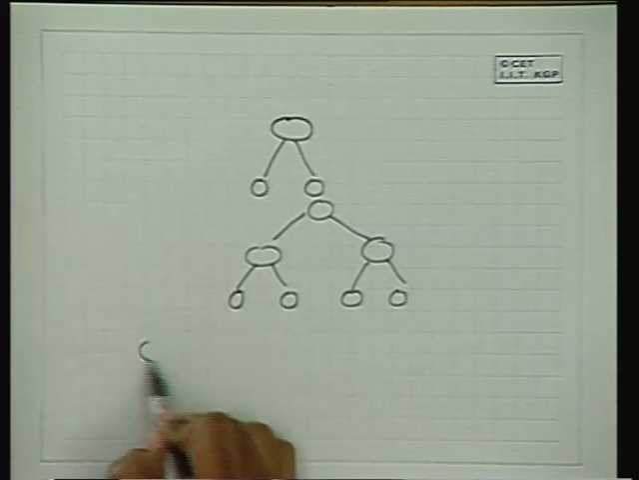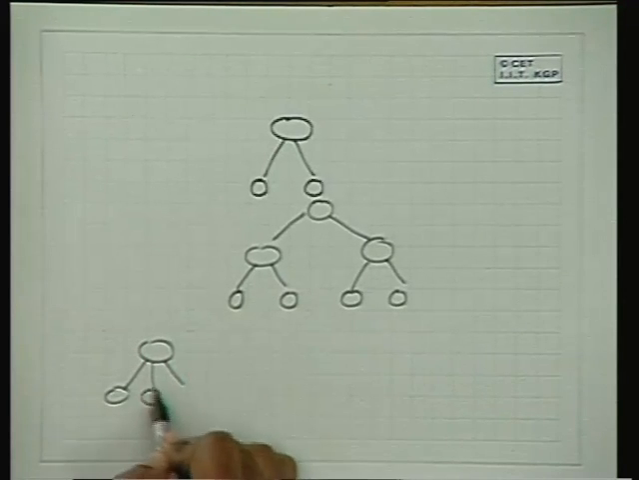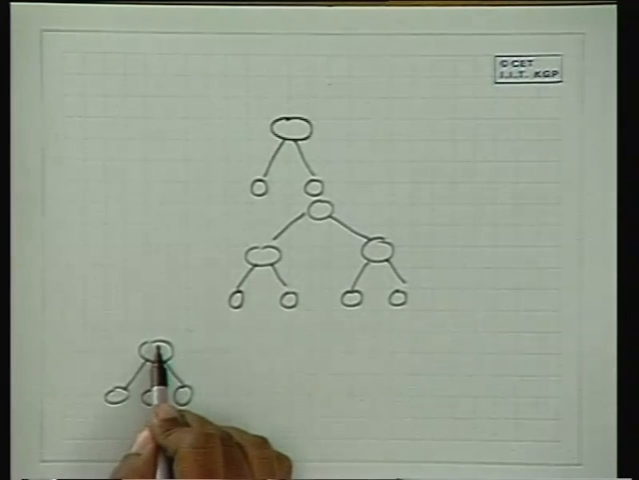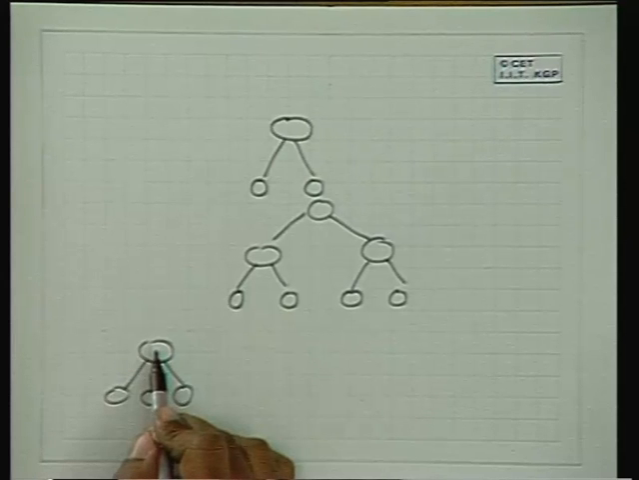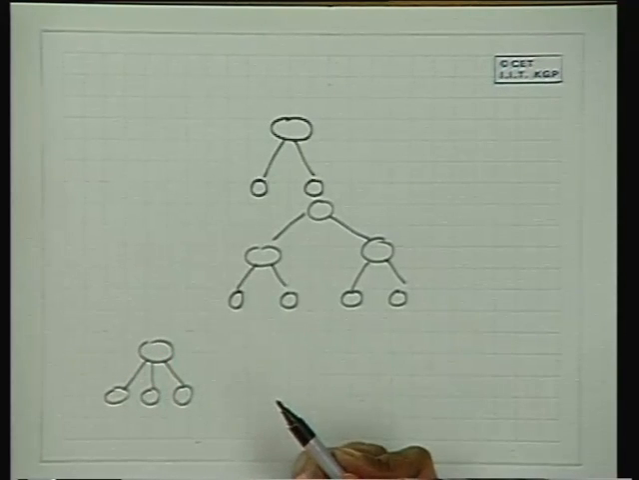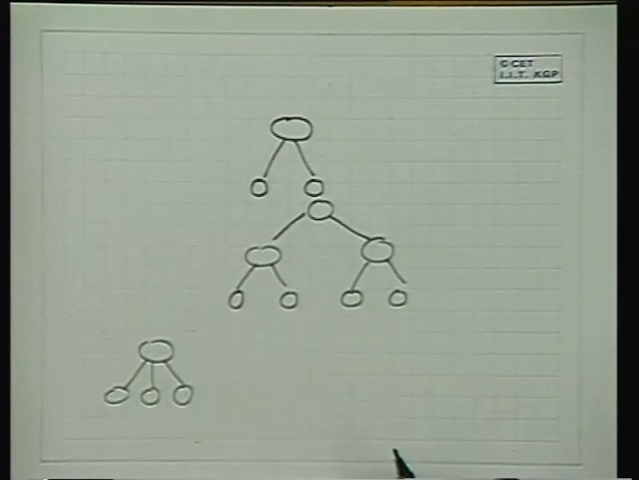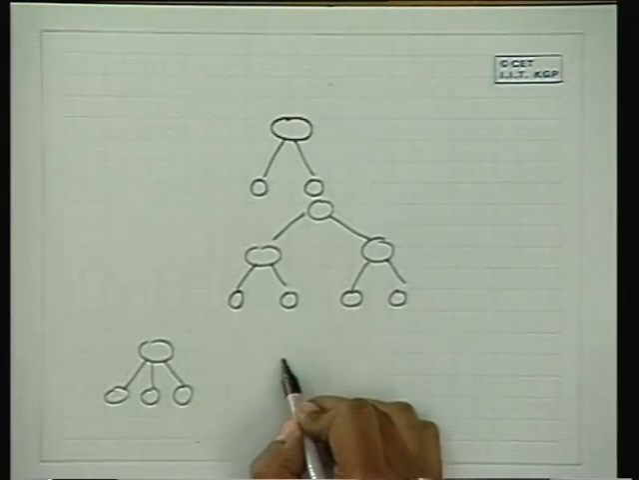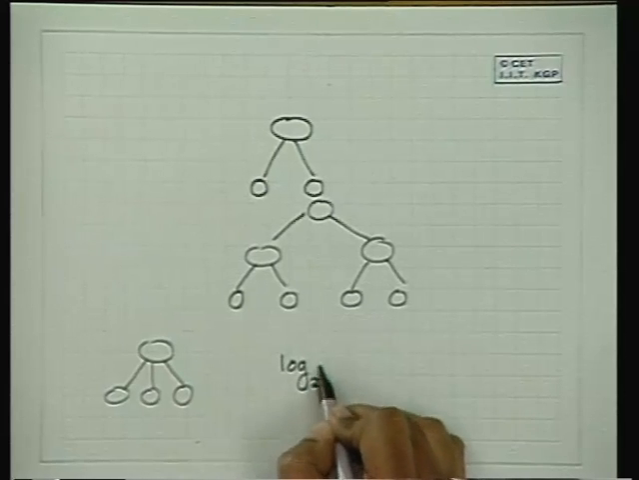And if you take a 3-ary tree, for 3 nodes, height will be 1. For 9 nodes, height will be 2, up to 9 nodes. For 4 to 9, then 5 to 27 height will be 3, and so on. So the height of a 2-3 tree will lie between these two bounds.